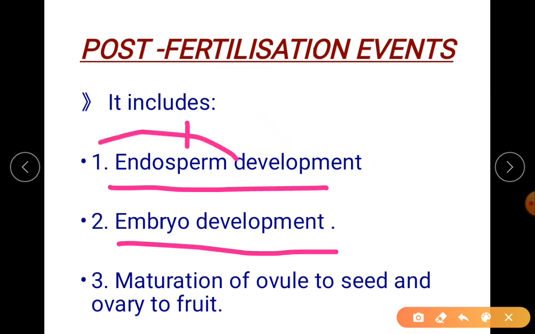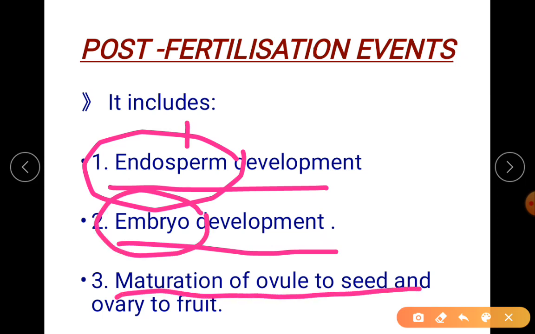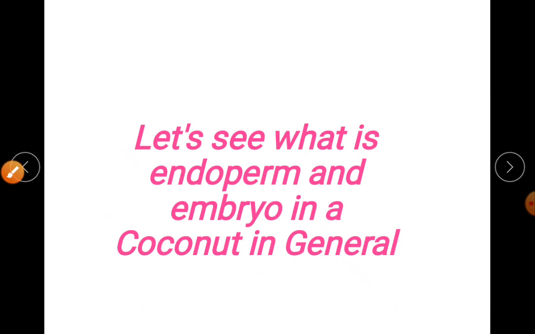Please don't get confused with endospore. It is endosperm. Okay, then it is the embryo. Then you have to understand the maturation step, that is, ovule to seed and ovary to fruit. Okay, we'll understand one by one.